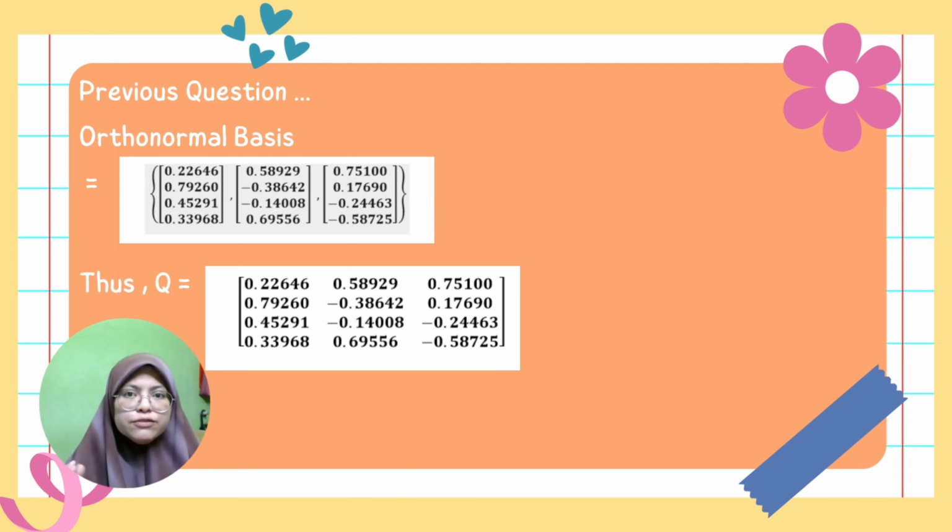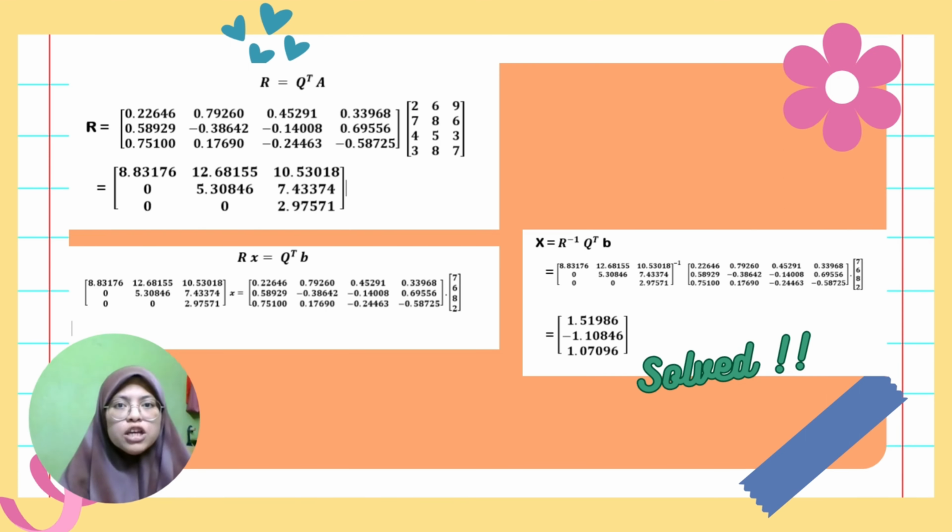Okay, to find the value of matrix Q, we need to find the orthonormal basis. Don't worry, if you remember, in the previous slide of the previous question, Sharifa has shared about it. So here we will just bring back that orthonormal basis value as the matrix Q value. For the next step, we can continue with how to find the value of matrix R. Here, to find matrix R, we can use the formula R equal to Q transpose multiplied with A.